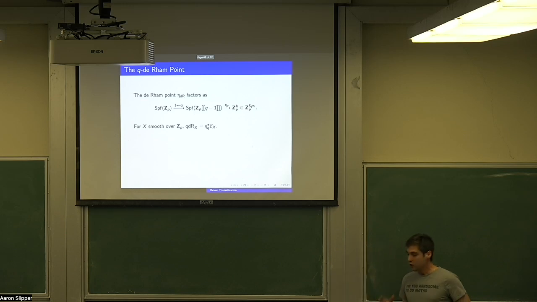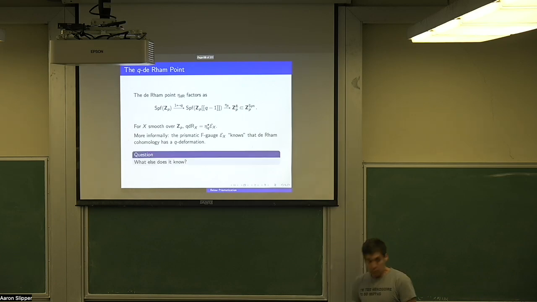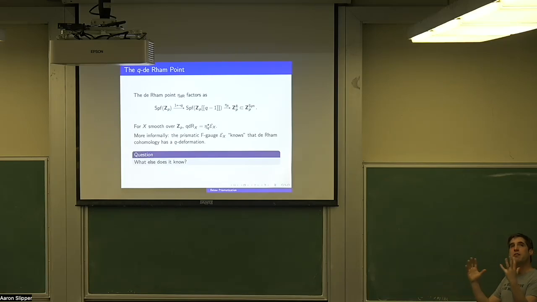And that q-de Rham point corresponds, under the dictionary I described earlier, to q-de Rham cohomology. If you take the prismatic F-gauge associated to a smooth p-adic formal scheme X and take the fiber at this point eta_q, you'll recover the q-de Rham complex of X as an object in the derived category. So one way that we could say this more informally is that this prismatic F-gauge E_X knows about de Rham cohomology, but it also knows this relatively new invariant, q-de Rham cohomology. It knows that de Rham cohomology has this special deformation. And a question you can ask is, what else does it know? What other invariants can you extract this way?